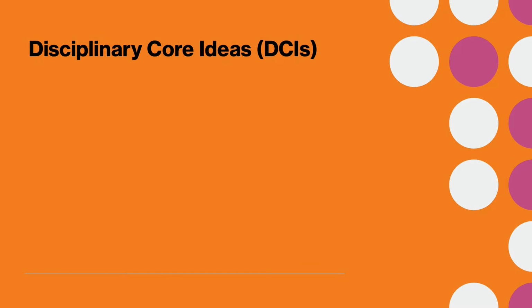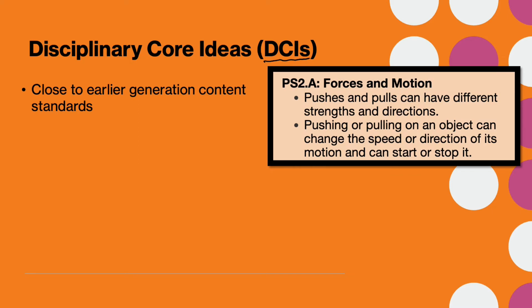So just starting out with disciplinary core ideas, or DCIs as I will oftentimes refer to them, these are kind of close to earlier generation content standards or standards that you might be familiar with from other disciplines. They look a lot like previous ones. You can see here's one, a physical science elementary one for forces in motion, talking about pushes and pulls. And you can see that it does read in a way that connects to a scientific concept directly.